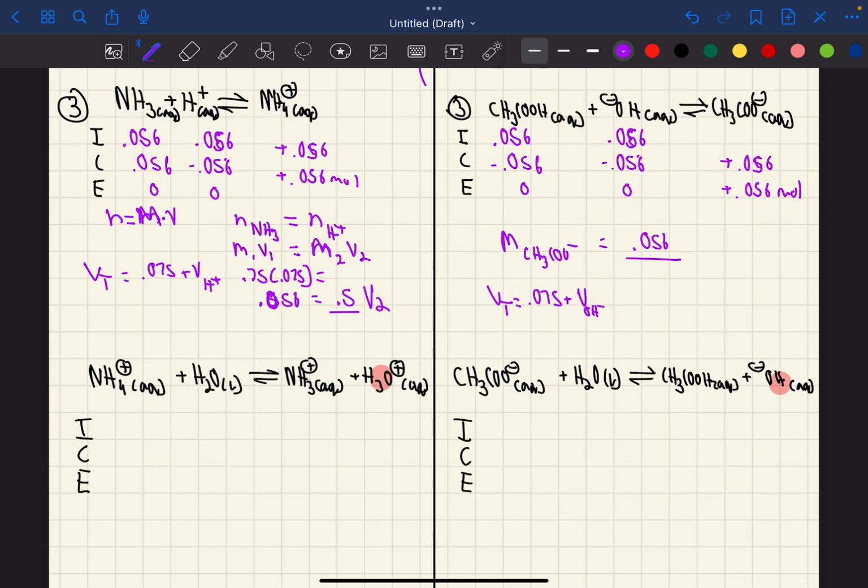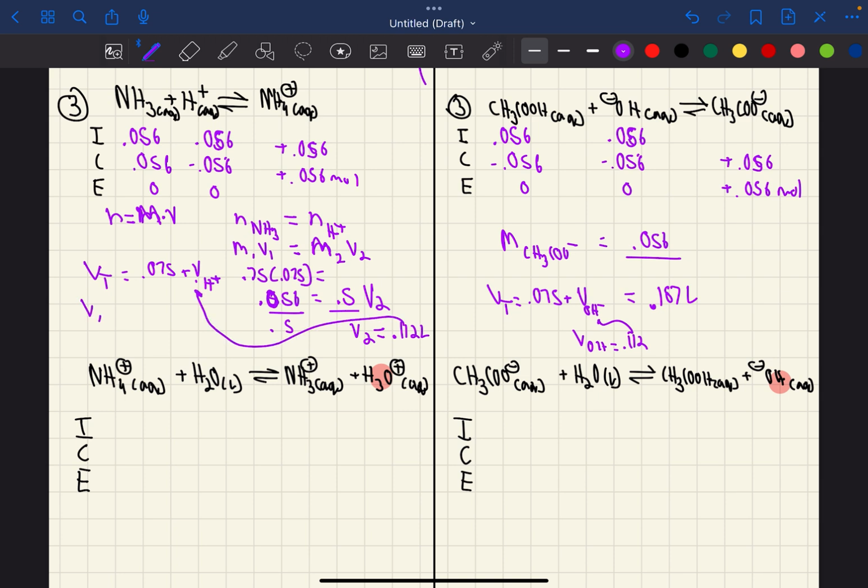So now all you have to do is just divide both sides by 0.5, and your volume 2, or your volume of your H plus, is going to be, what did I get? I got 0.112 liters, and because the same math applies for this since I use the same numbers, the volume 2 or the volume of OH is going to be equal to 0.112. So I can go ahead and substitute that number here, and your total volume ends up being 0.187 liters. Plug this number in here as well. Your total volume ends up being the same, right? Because I use the same numbers in this case.